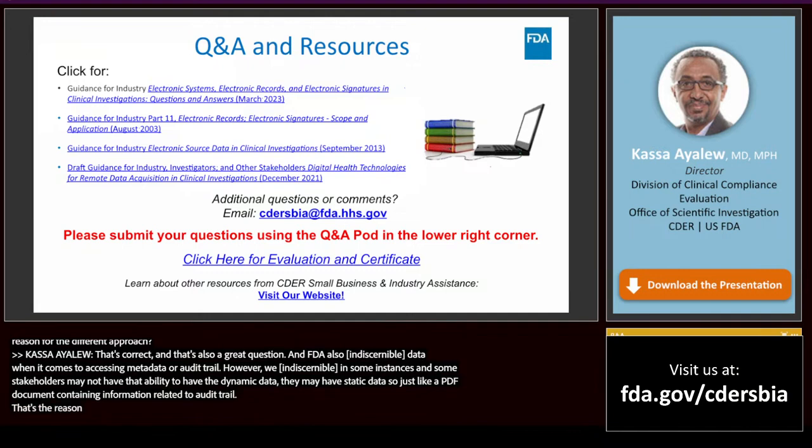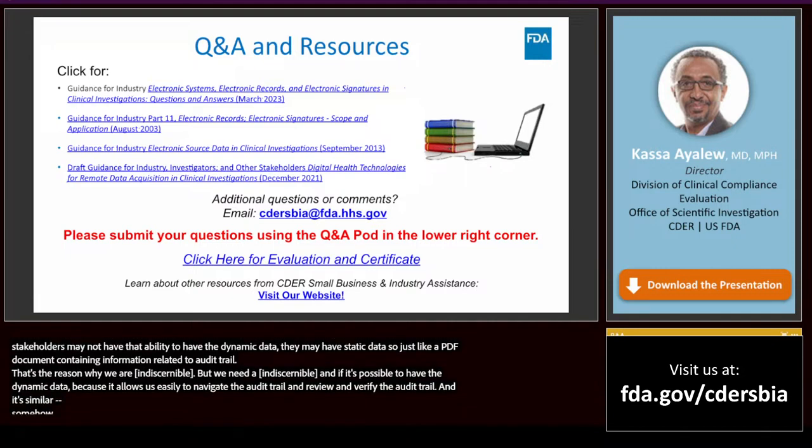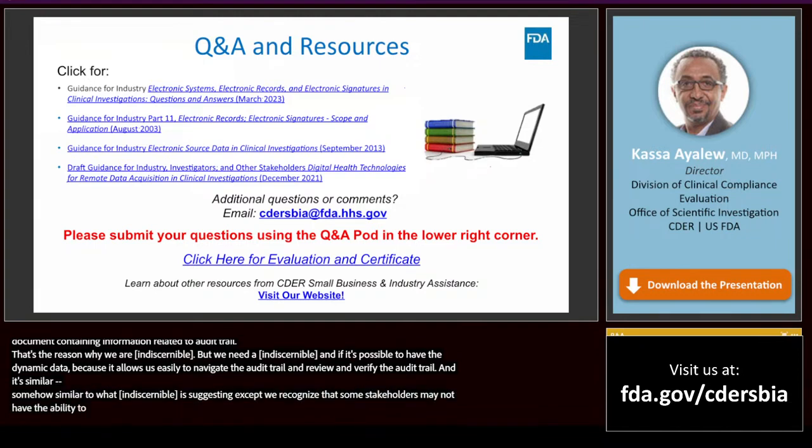But we recommend, if it's possible, to have the dynamic data, because it allows us to easily navigate through the audit trail, to review and verify the audit trail. And it is somehow similar to what EMA is suggesting, except that we recognize that some stakeholders may not have the ability to generate dynamic data. Instead, they may have static data. Thank you. Back to you, Ray.